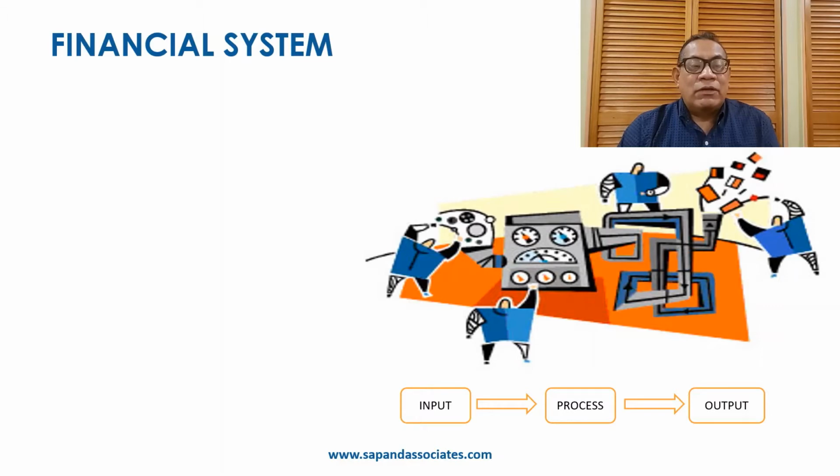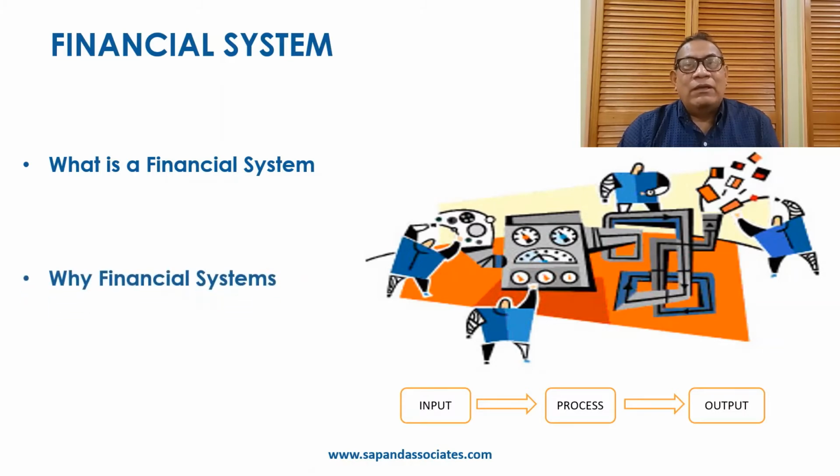So when we're talking about what is a financial system, we'll be looking at the various components that make up the system, and then we'll also discuss the system as a whole. Then we move on to talk about why financial systems. We will explore the benefits of financial systems and how we can make use of those benefits. All right, let's take it away.